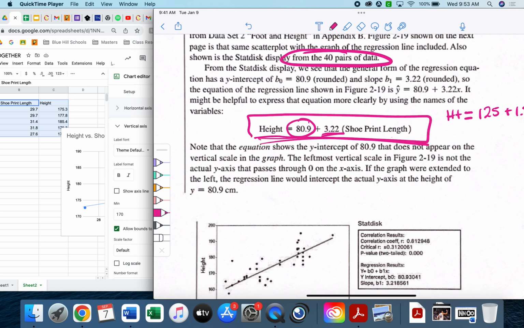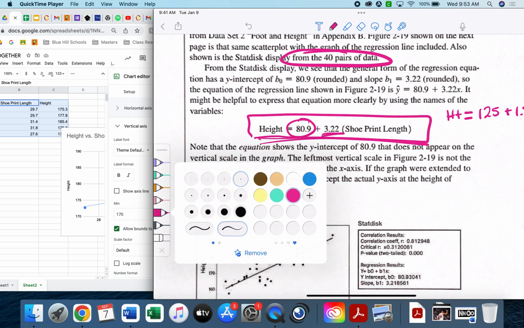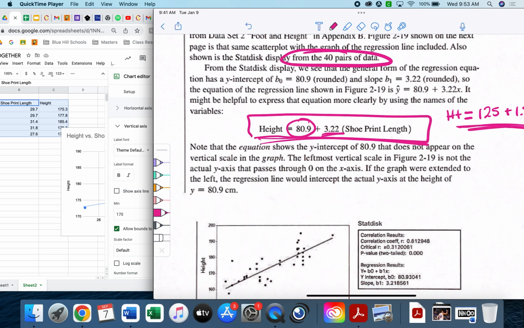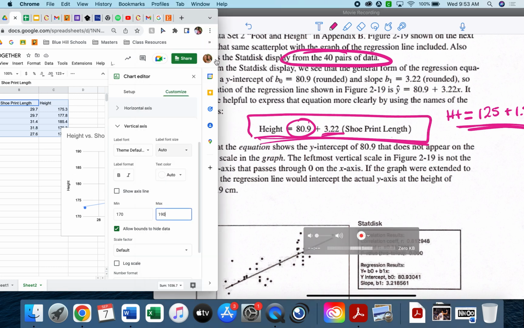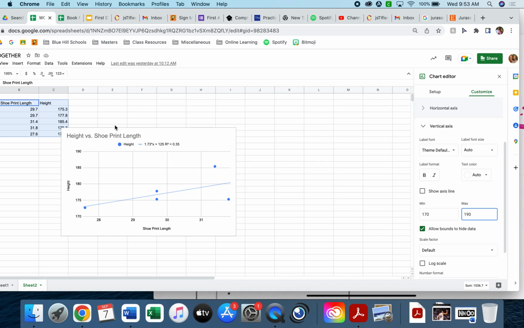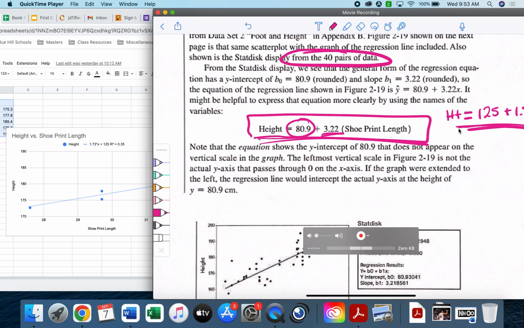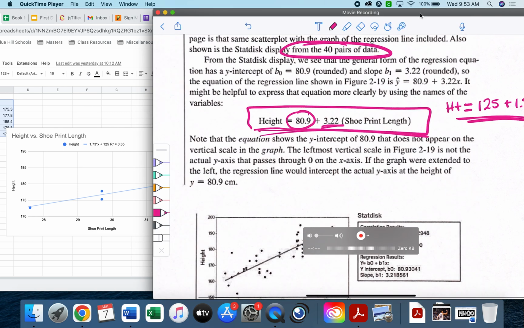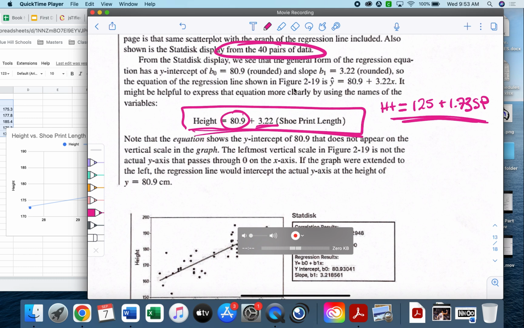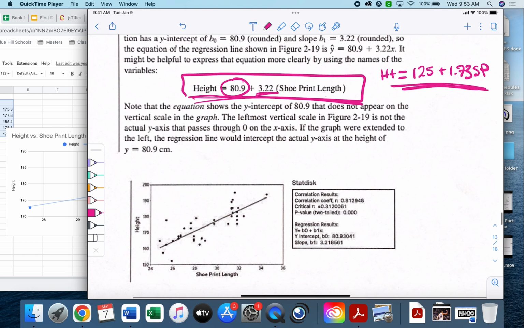Which one's more accurate? Theirs. The one that they have, right? The more data you collect, the more accurate you get, okay? So that is why there is a discrepancy between the two that we have. This is what we got, and we did it correct, right? We got that from this table over here where we did the scatter plot, okay? And we got the equation and the R squared value from that. That's fine, we did that correctly, but the height and shoe print equation that they got is from the 40 pieces of information, okay? So it says, if the graph were extended to the left, the regression line would intercept the actual y-axis at a height of 80.9 centimeters.